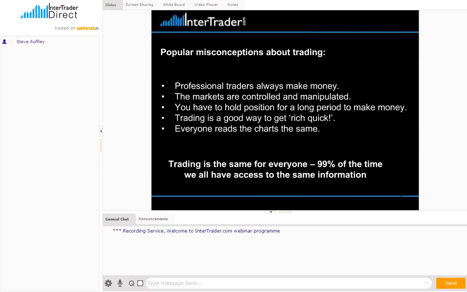Now, I guess trading's the same for everybody. 99% of the time, we've got access to the same information, and that is where the real crux of trading lies. We all see the same information. We all have access to the same information. We're all in the same market conditions. However, trading is different for everybody. Things do not always present themselves in the same way.